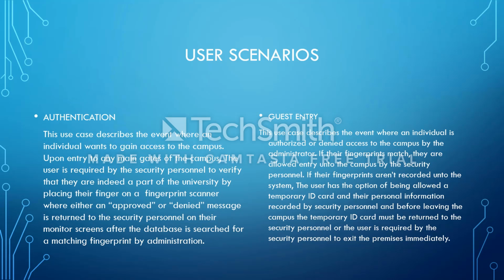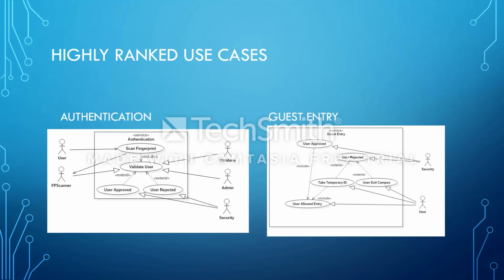In the guest entry, the use case type is business requirements. The priority is also high. The primary actors are the user and security personnel, whereas the secondary actor is the administrator. These are the use cases for the above scenarios that were previously explained: authentication and guest entry.